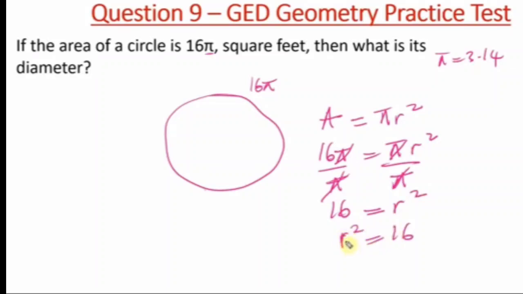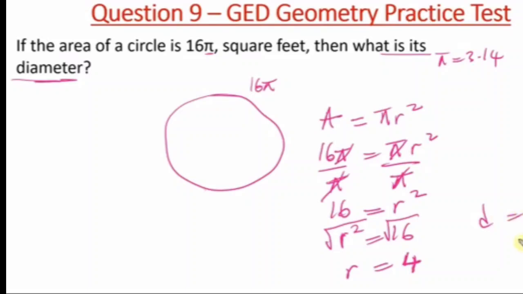As I said earlier, to get just r, we square root both sides. When we square root 16, we get 4. So our radius is 4. It doesn't stop there. It says, what is its diameter? Don't just stop there and pick the option 4. What is its diameter?